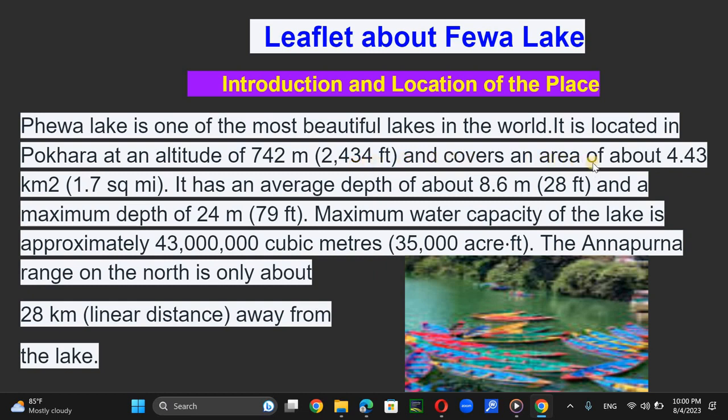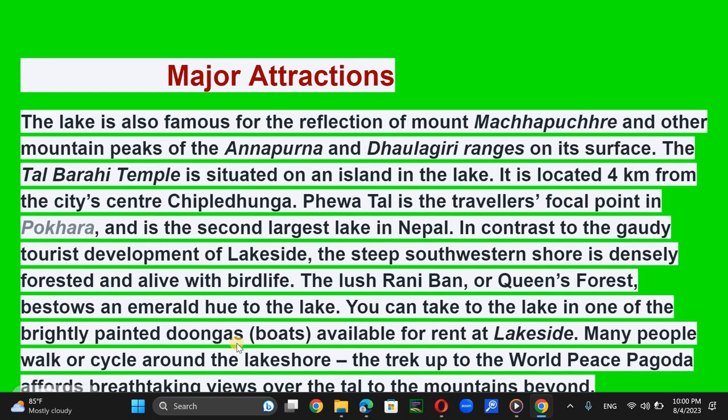2,434 feet, and covers an area of about 4.43 square kilometers. It has an average depth of about 8.6 meters and a maximum depth of 24 meters. Maximum water capacity of the lake is approximately 43.44 crore cubic meters. The Annapurna Range on the north is only about 28 km away from the lake, and a major attraction. The lake is also famous for the reflection of Mount Machhapuchhre and other mountain peaks of the Annapurna and Dhaulagiri ranges on its surface.